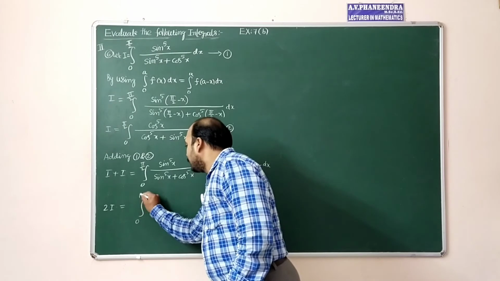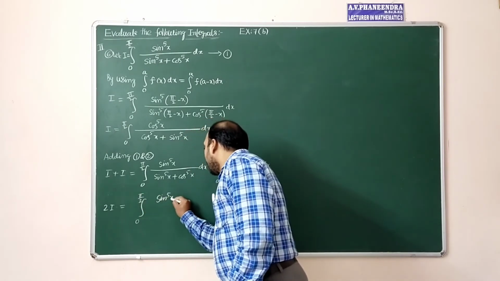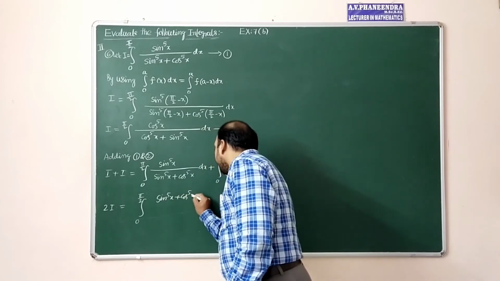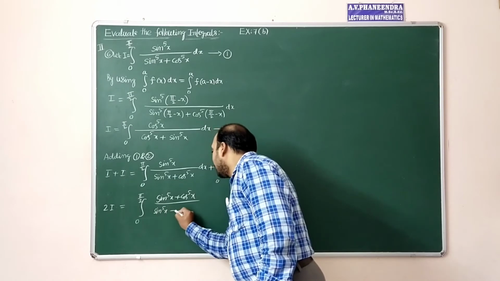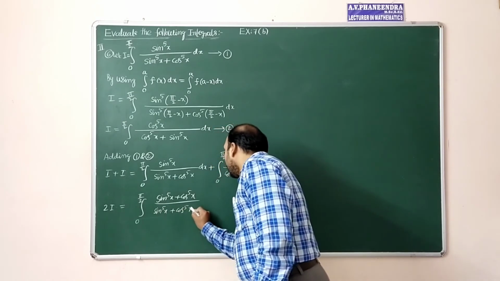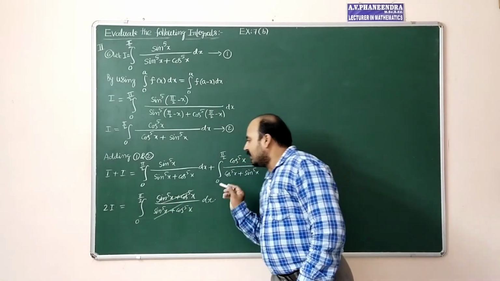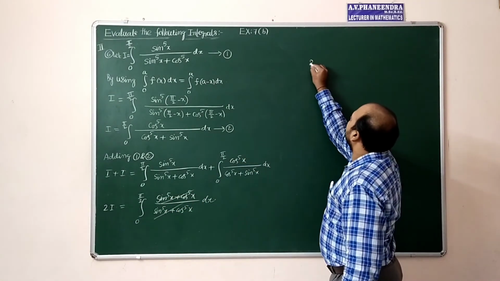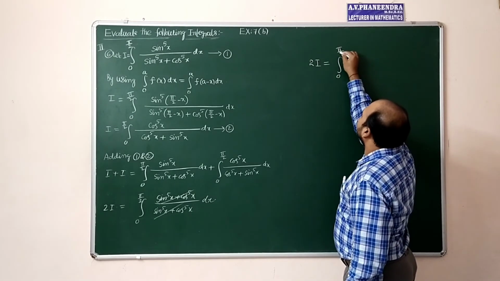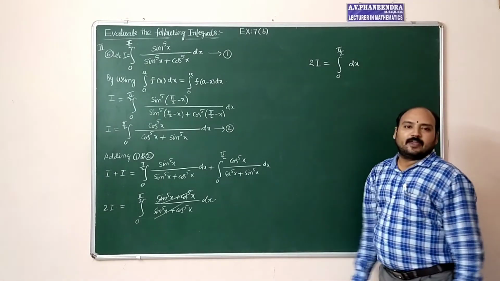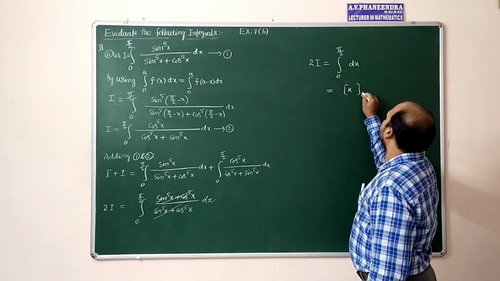Integral 0 to pi by 2 of sin power 5x plus cos power 5x divided by sin power 5x plus cos power 5x into dx. Both the numerator and denominator are the same terms, so we can cancel them. The remaining terms: 2I equal to integral 0 to pi by 2 of dx. Integral dx is what? x. Applying the limits 0 to pi by 2.